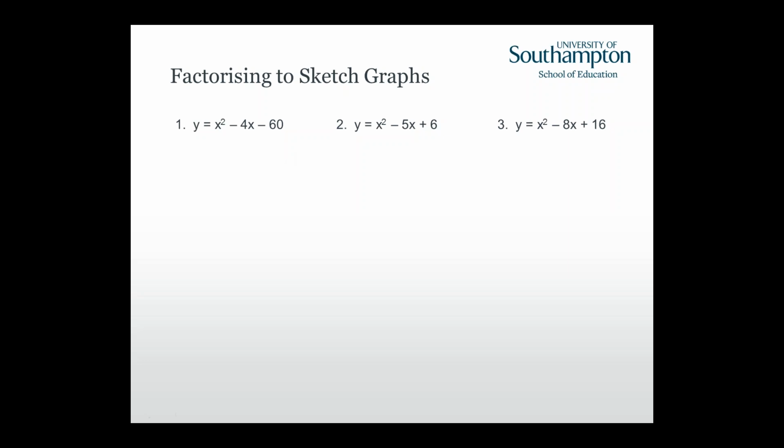So, what do you think? 15, no, 6 and 10? Yeah, 6 and 10. So, it's going to be plus 6 and minus 10. And it's going to cut at minus 60. So, it's also a positive x squared, which is a U-shaped graph. It's going to go through minus 6, 10, and minus 60. There we go.